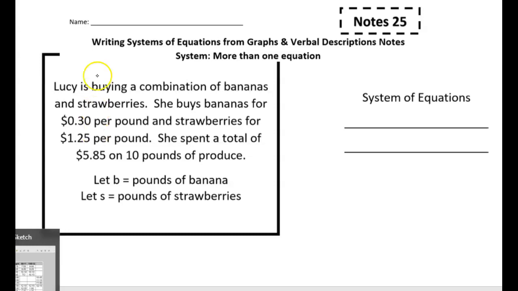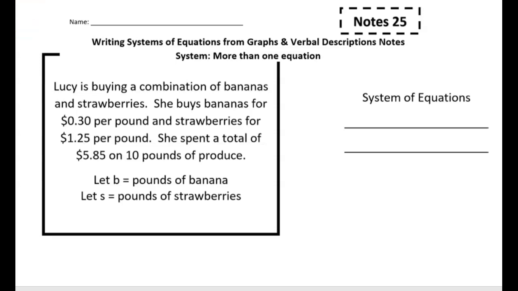We are once again talking about writing systems of equations. What makes this a system is that there's more than one equation. And again, when you have a word problem, what some people do wrong is try to get all of this information into one math sentence. It's not supposed to be one math sentence. It's supposed to be two, or sometimes even more than two. And then after we learn how to write down the systems, we're going to learn how to solve the systems and find the answer.